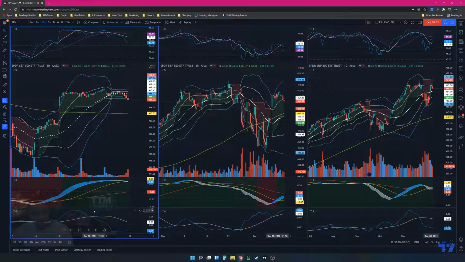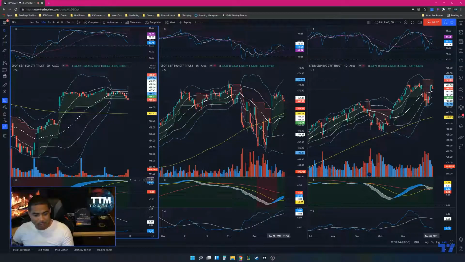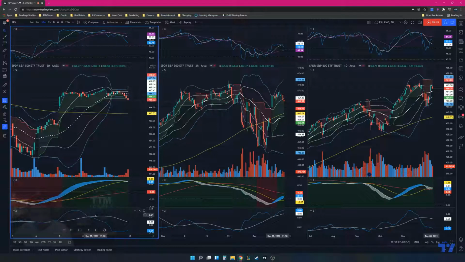But again, I want to continue to follow the setup, as you can see with the 30-minute chart, the price action consolidating in between the bands. That 30-minute chart PMO starting to fold over. And then again, us being in a consolidation cycle down here with the Bollinger Bands at the bottom.